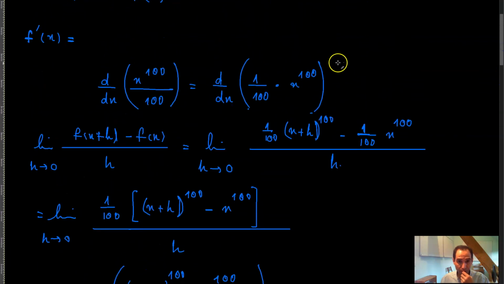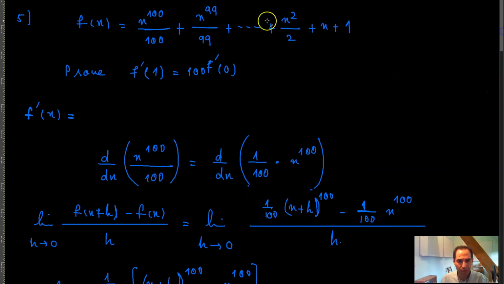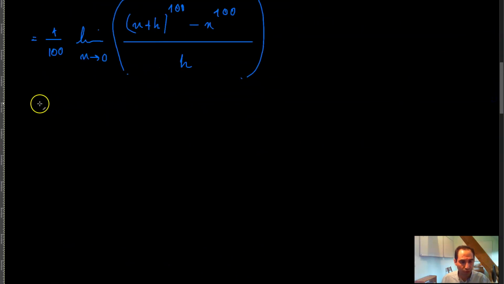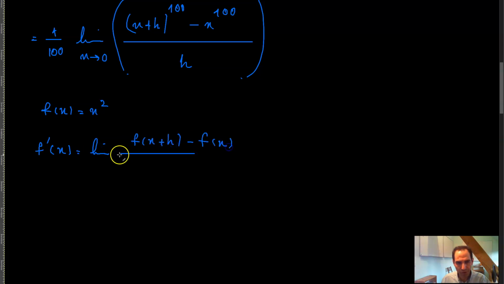Let's actually prove this thing using algebra. So for example, let's say that let's go for x raised to the power n, right? Let's go for x raised to the power 2, for example. Now, if you have a function like, for example, f of x is equal to x raised to the power 2, then f prime of x would be equal to the limit of f of x plus h minus f of x divided by h as h tends to 0.